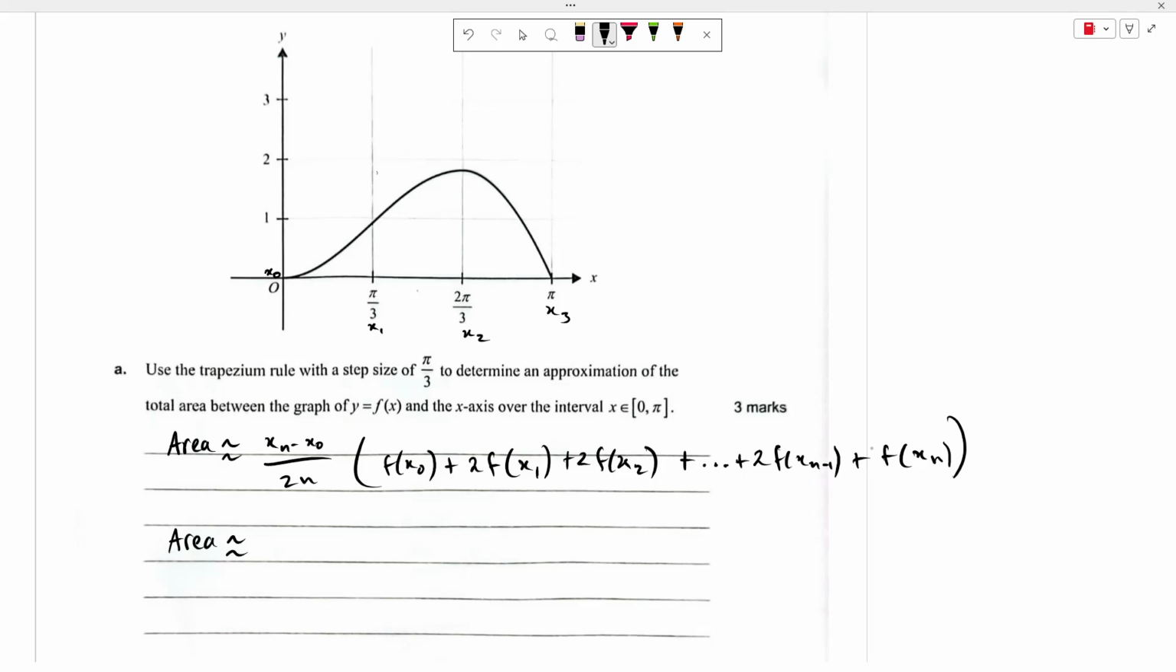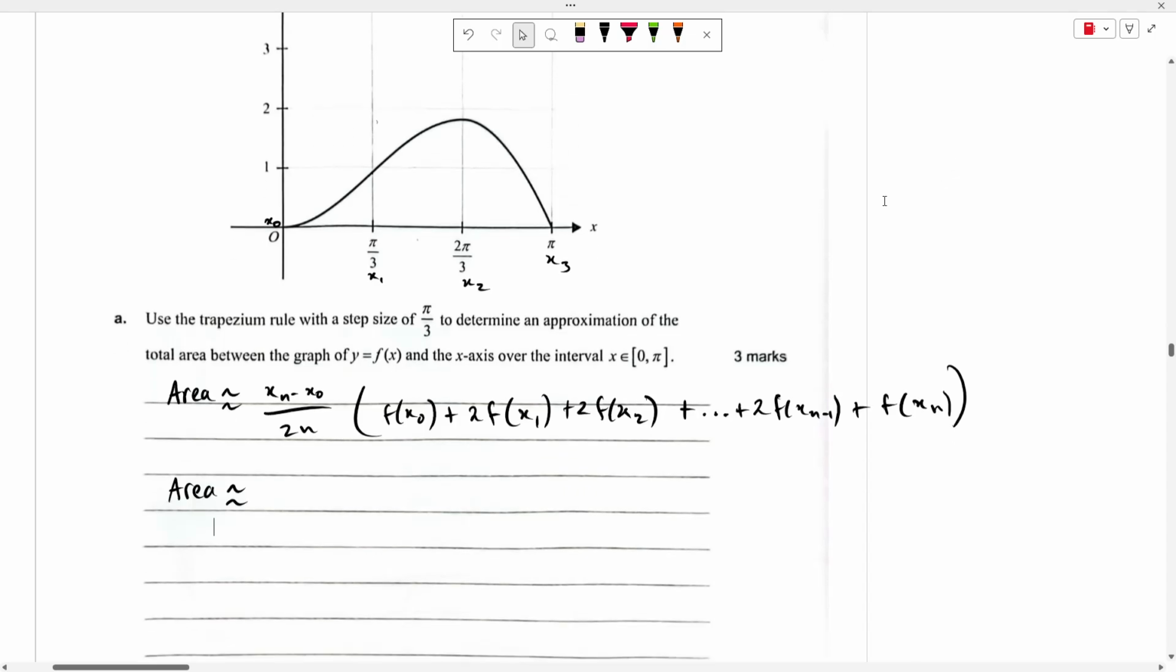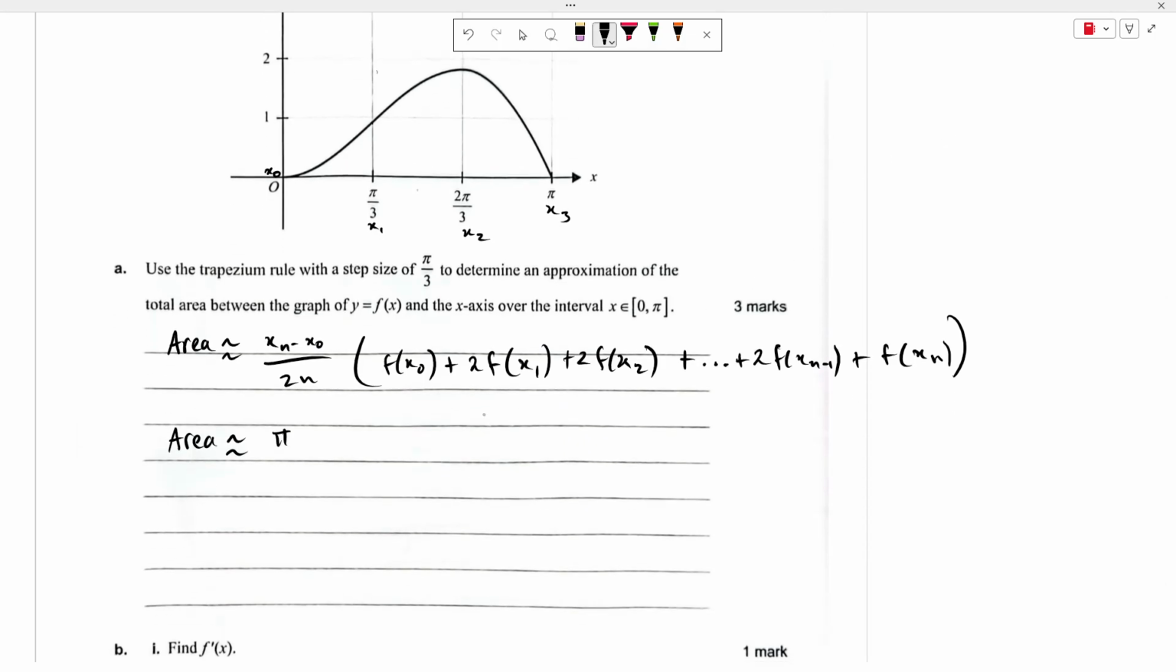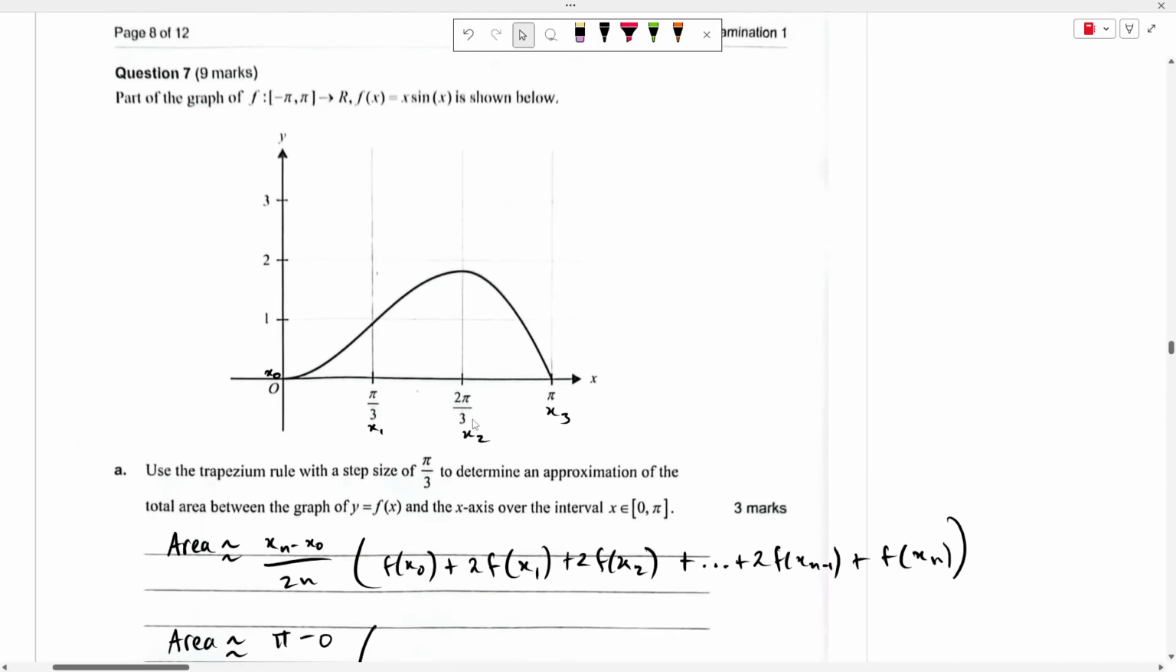So let's see this. xn is the last one, which is x3, which is actually pi, minus x naught, which is 0, over 2 times n. N is the number of trapeziums. In this case, that's 3. So 2 times 3 is 6. Okay, f of x naught. X naught is 0, so f of 0. You can see that's just 0 times sine of 0. That is 0.